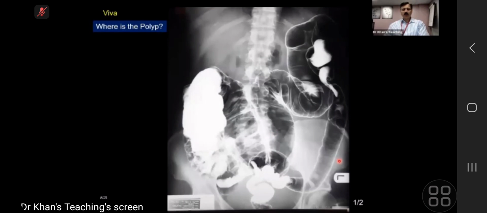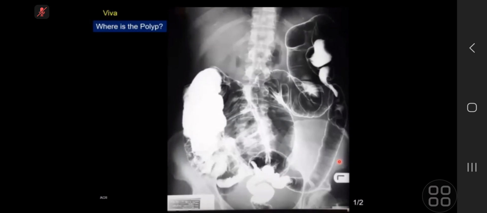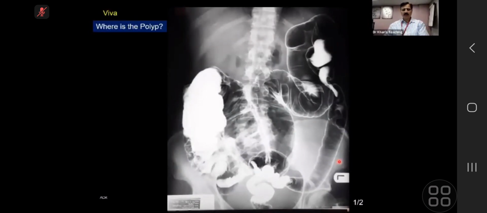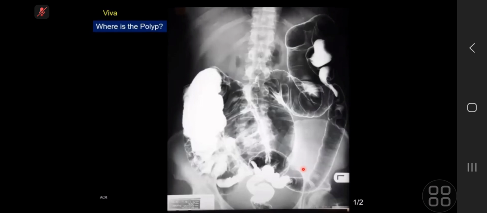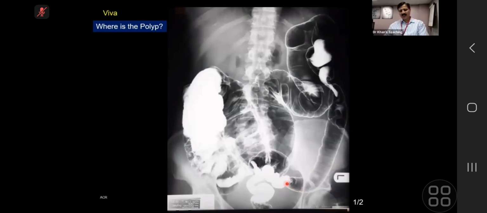Where is the polyp in this film? I will show you another one. Yes, towards right side down. Yes, this is the colon. Okay, can you name it? Is it in the descending colon? In the descending colon low part, rectosigmoid, sigmoid low part. Okay, this is a difficult one. This is totally difficult. I'm not expecting anybody to pick it up here, but I'll come back to this film.